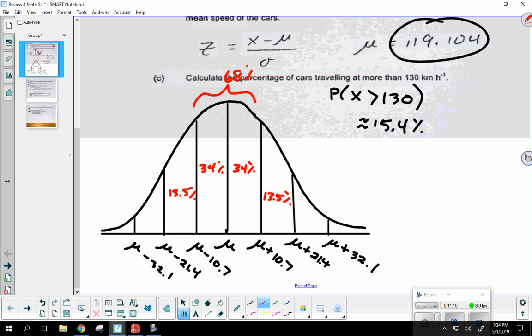95. Boom. There you go. 95%. Okay. And remember, it's symmetrical, so is everybody okay where I came up with the 13.5? Because within 2 standard deviations, if this is supposed to be 95%, we've already got 68%, but these 2 sections are going to be identical to each other. So I just took the remainder, divided that by 2. Okay, the 27. All right.